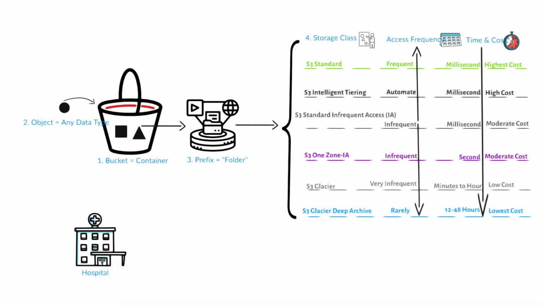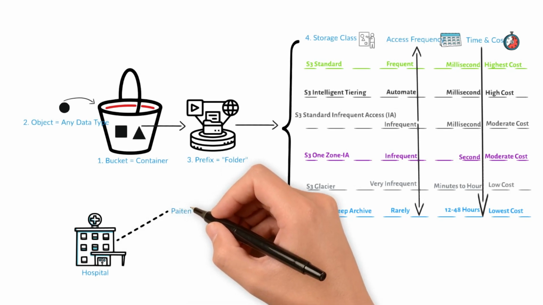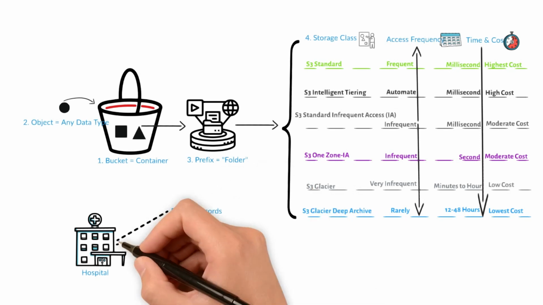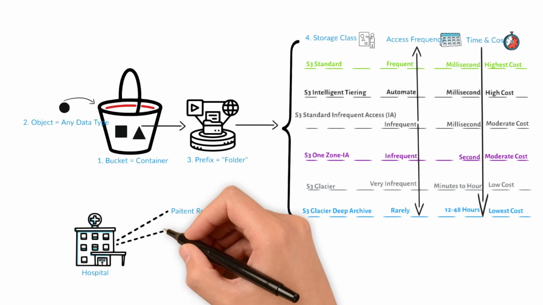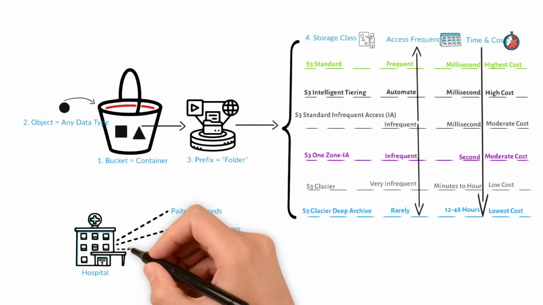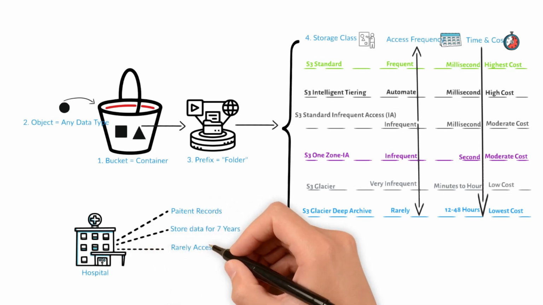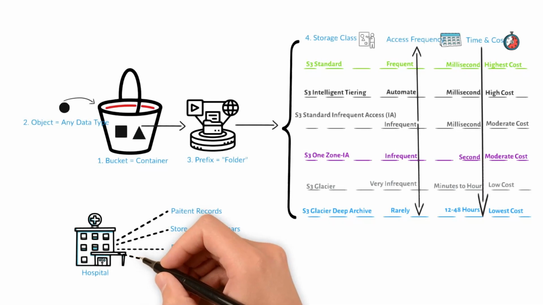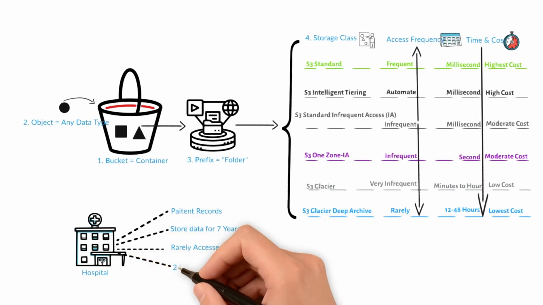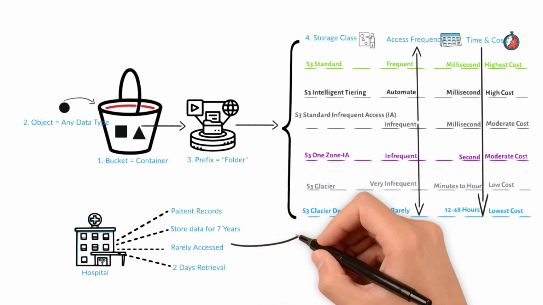You might be asking why all this is created by AWS. It is because customers ask for it. Imagine a healthcare provider who's required to keep patient records for 7 years by law that they rarely access, and when they do, they can retrieve it in 2 days. That customer doesn't want their data in S3 standard because that would be costly. Instead, they will choose S3 Glacier Deep Archive.